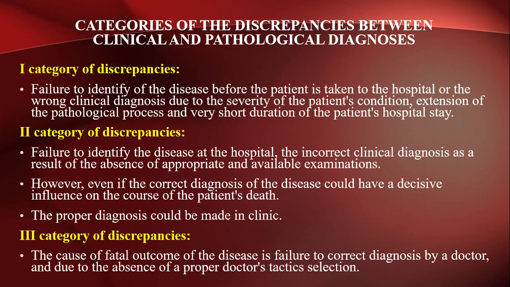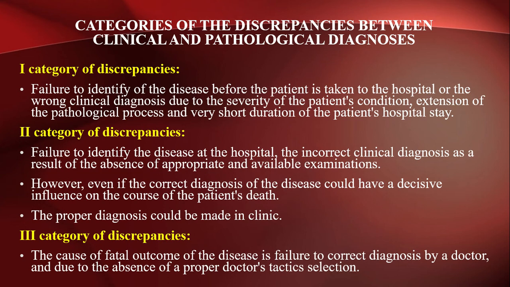There are three categories of discrepancies between clinical and pathological diagnosis. First category: failure to identify the disease before the patient is taken to the hospital, or a wrong clinical diagnosis due to the severity of the patient's condition, extension of the pathological process, and very short duration of the patient's hospital stay. Second category: failure to identify the disease at the hospital, an incorrect clinical diagnosis as a result of the absence of appropriate and available examinations.